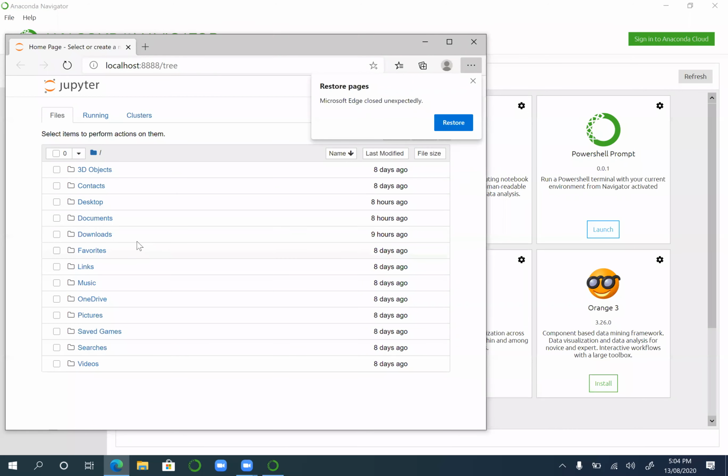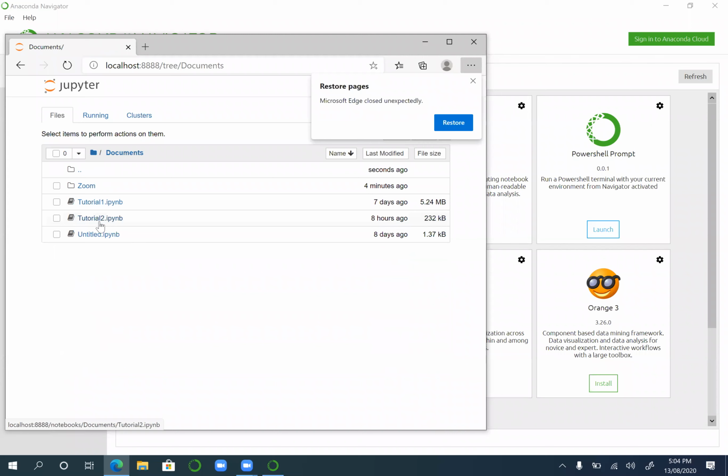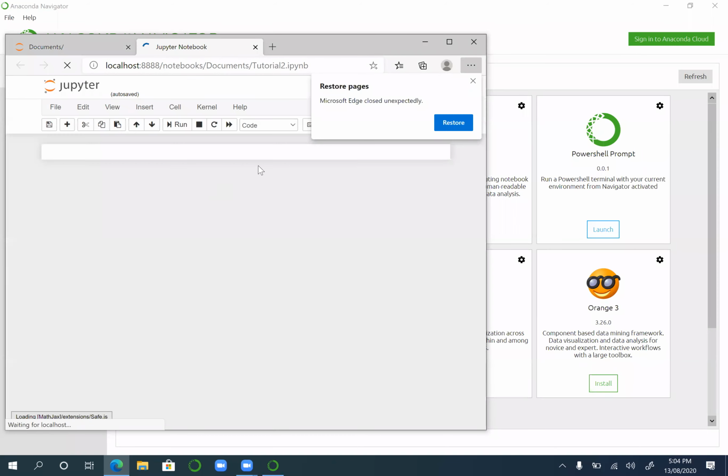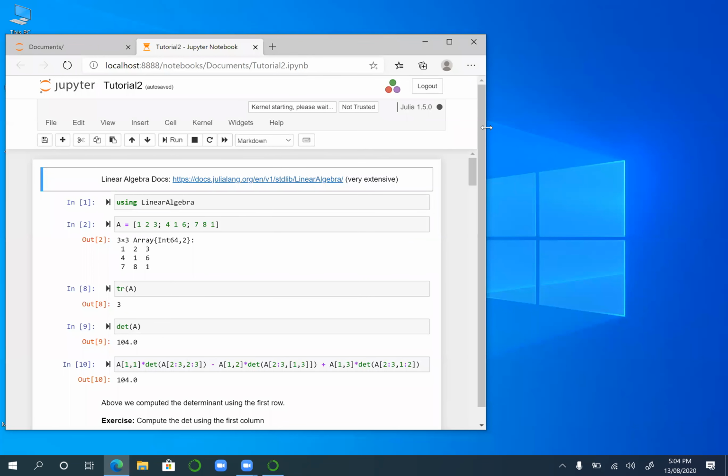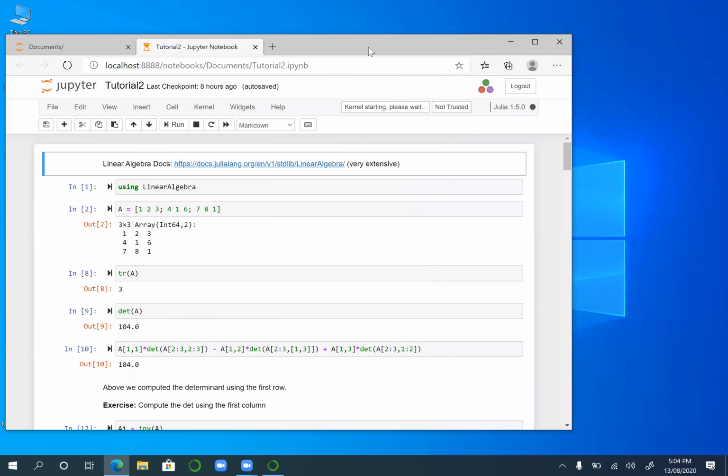Okay, so that's what I'll do now. Documents, and then tutorial2.ipynb. Okay. Great. And then I'll minimize Anaconda. Okay, now the second thing I want to open up, well, I'll just keep it in the background.